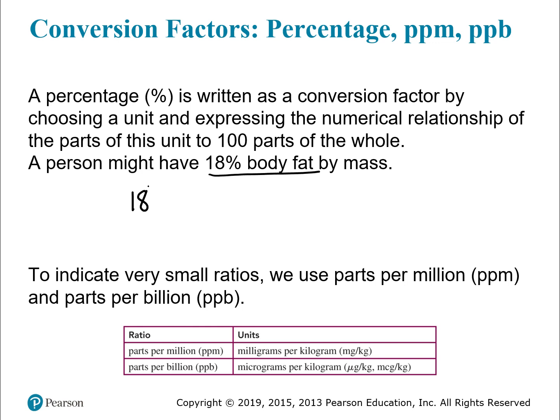Since we're talking about mass, we're going to use grams. So let's say that you have 18 grams of body fat, which that 18 is from the percentage. It's always out of 100. So let's say you call it body, right? But 18 grams of your body is fat for every 100 grams of your person, okay, if you have 18% body fat. That's how you can write a conversion factor.